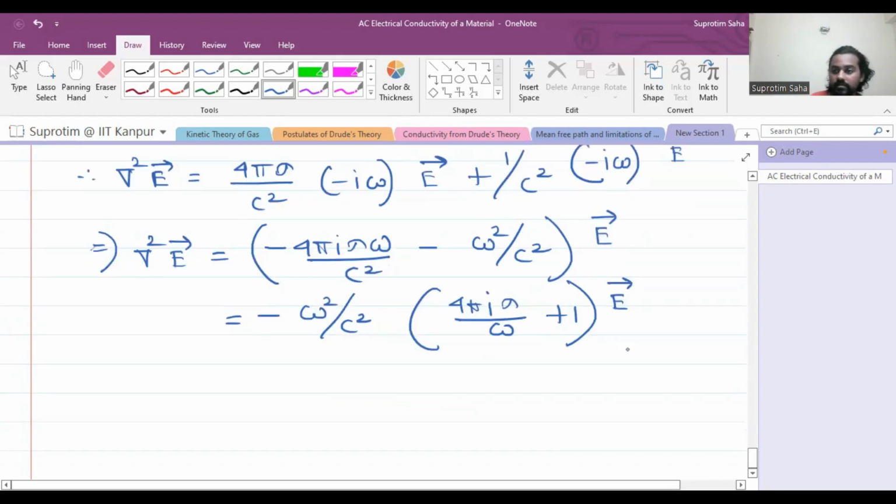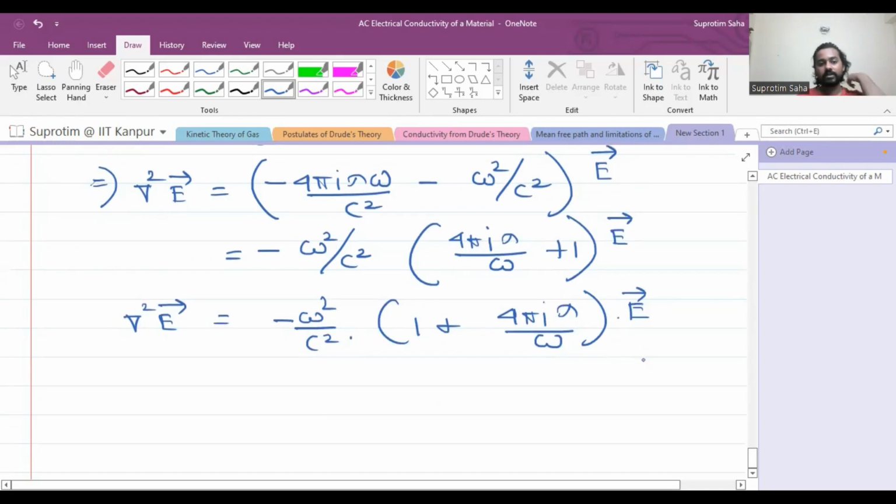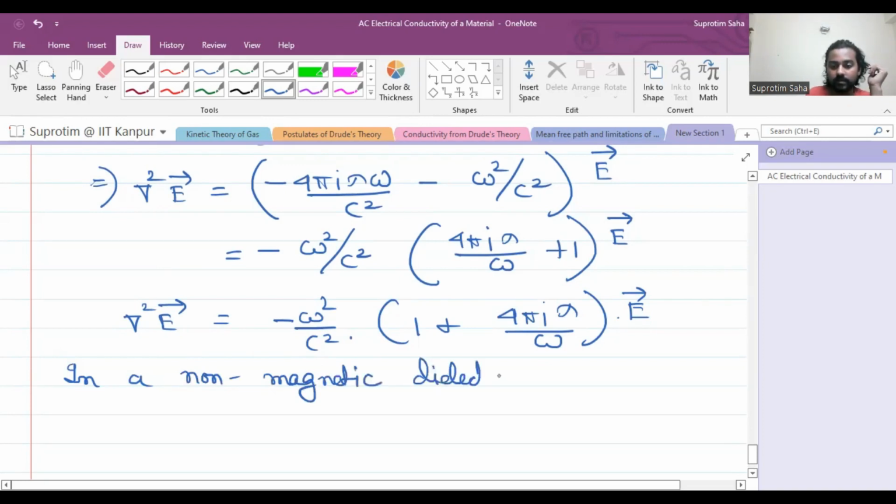Alright. So it rings a bell in your head. So this is your basic wave equation, plane wave equation, four pi i sigma over omega times E vector. How is this the wave equation? Let me take, in a non-magnetic dielectric medium, because we are not considering the magnetic field here.